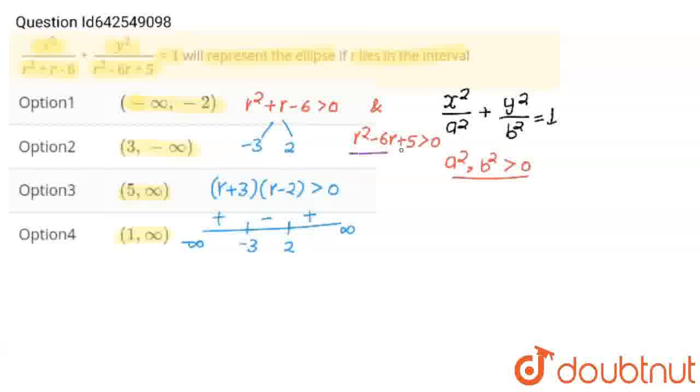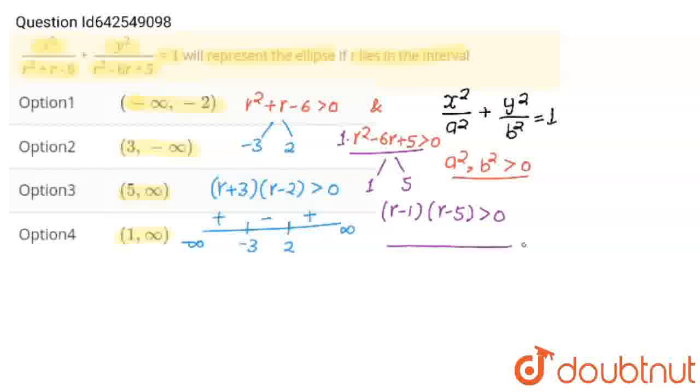Now I am going to solve the other one. Sorry, the roots will be 1 and 5. How 1? Because the sum of coefficients is 0. The coefficient of r square is 1, the coefficient of r is minus 6, and the constant is 5. So 1 plus 5 minus 6 is 0. So one root is 1, and the other root is c upon a, which is 5. Now the factorization of this will be r minus 1 into r minus 5 greater than 0.